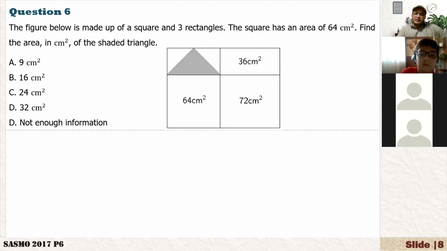Nargis, you read the question. The figure below is made of a square and 3 rectangles. The square has an area of 64 centimeters square. Find the area in centimeter square of the shaded triangle.